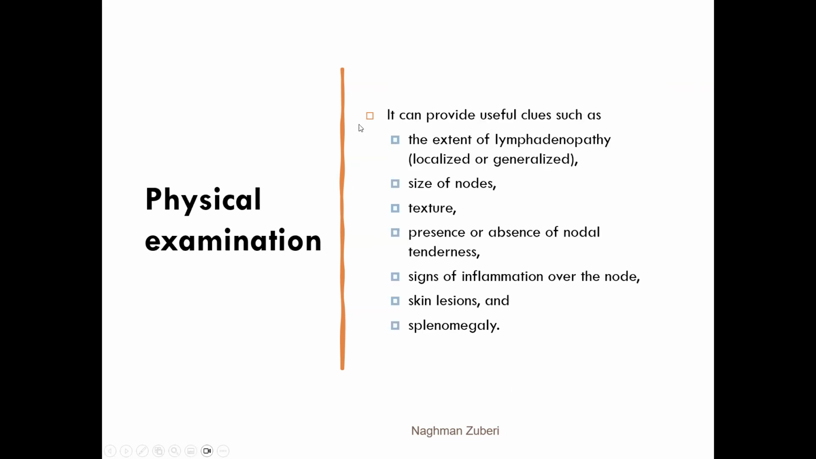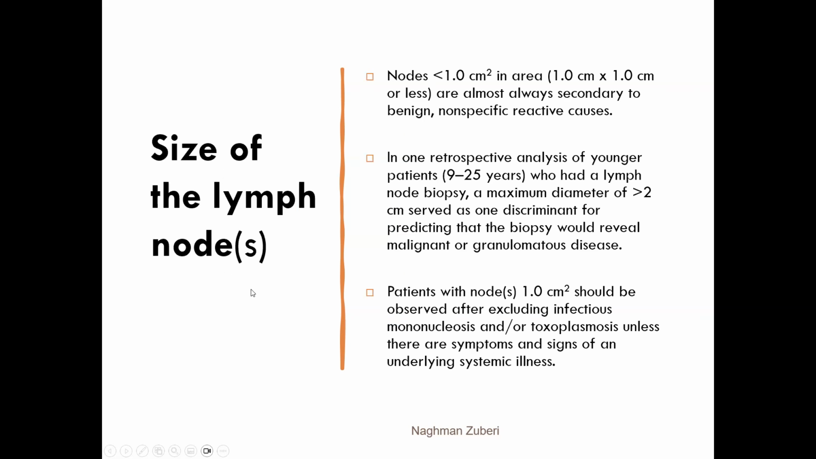Physical examination can provide useful clues such as the extent of lymphadenopathy, localized or generalized, size of the nodes, texture, presence or absence of nodal tenderness, signs of inflammation over the node, skin lesions, and splenomegaly, which may or may not be present. Size of the lymph nodes.